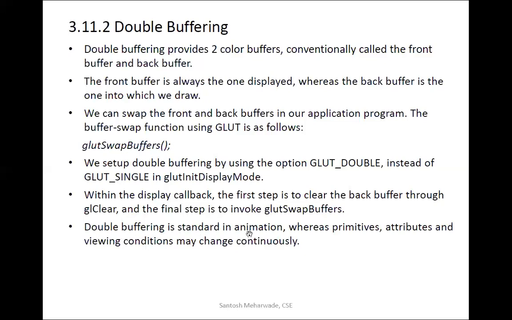Double buffering is standard in animation, where primitives, attributes, and viewing conditions may change continuously because our object is three-dimensional in nature, so movement and a kind of animation can be observed. Hence, double buffering always handles changes in the orientation, shape, and size of the object.